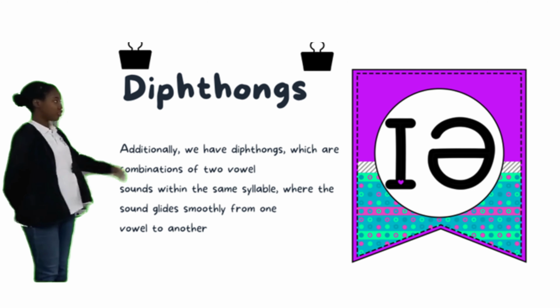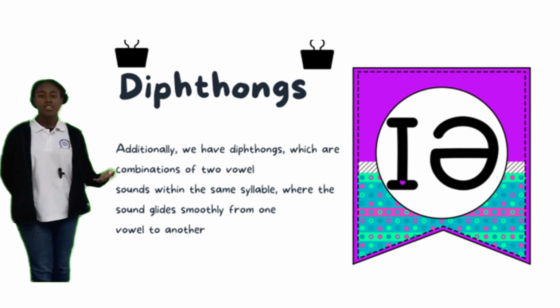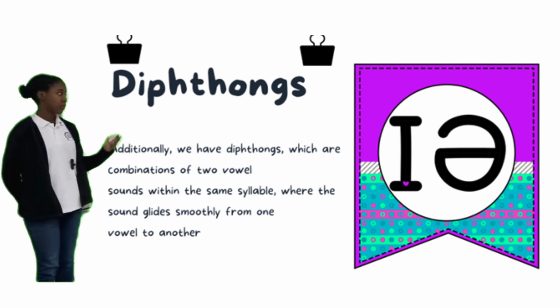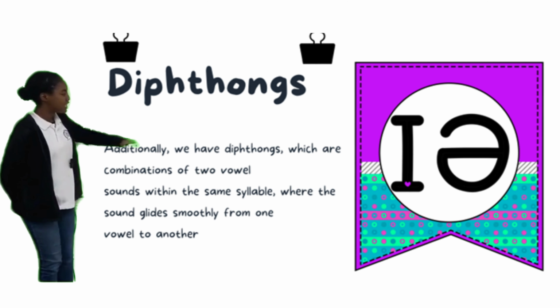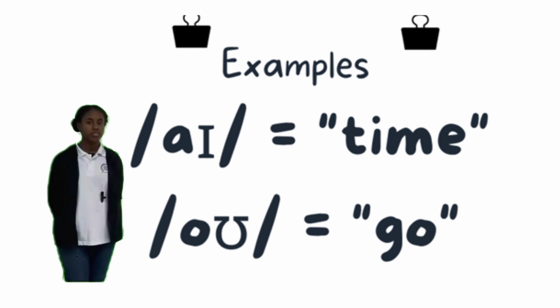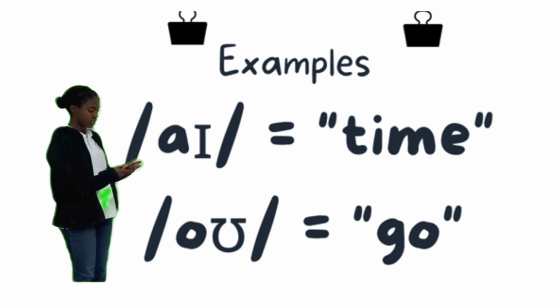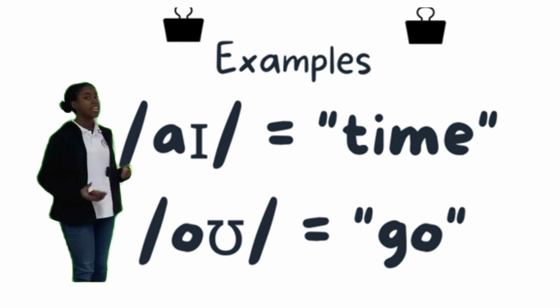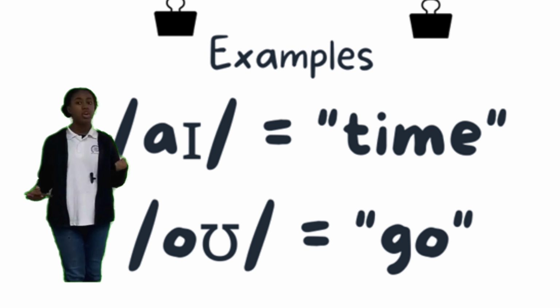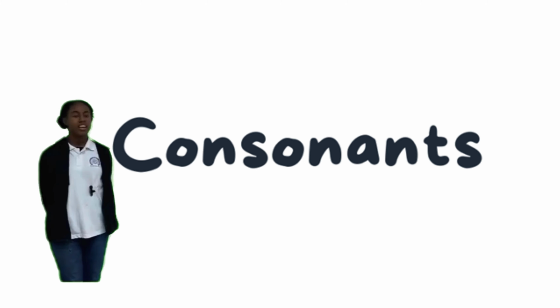Additionally, we have diphthongs, which are combinations of two vowel sounds within the same syllable, where the sound glides smoothly from one vowel to another. Examples such as the sound in time and in go. Now, consonants.